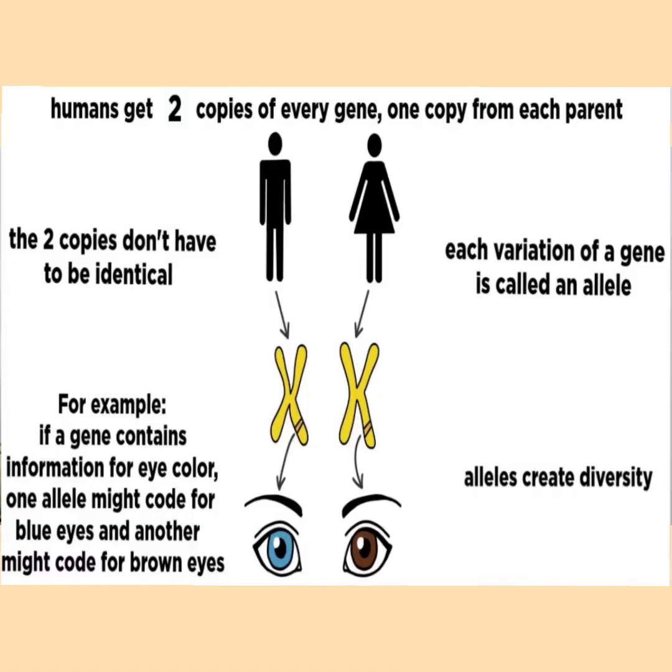All humans get two copies of every gene, one copy from each parent. The two copies don't have to be identical. So each variation of a gene is called an allele. Alleles create diversity. For example, if a gene contains information of eye color, one allele might code for blue eyes and another allele might code for brown eyes.